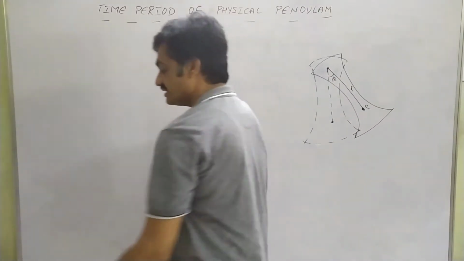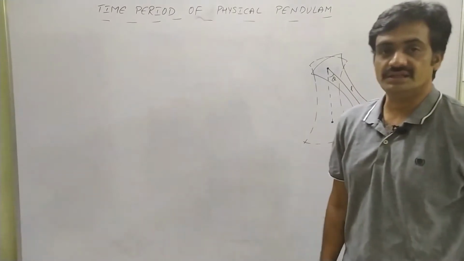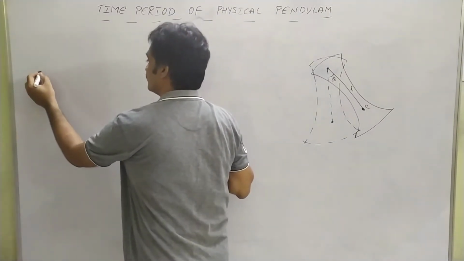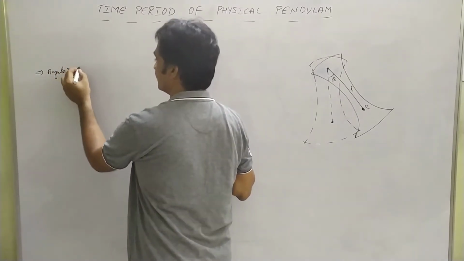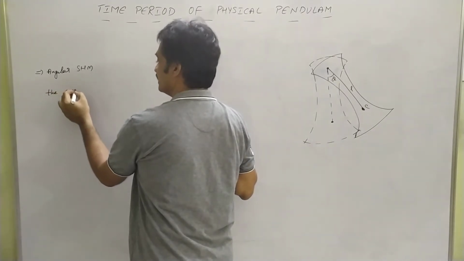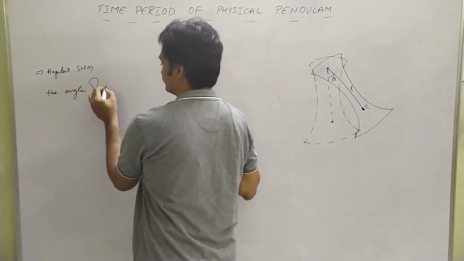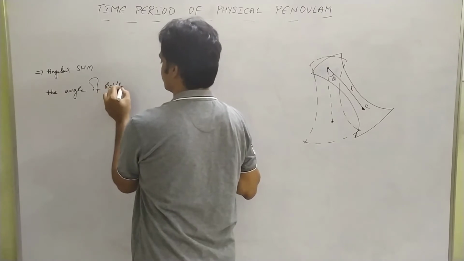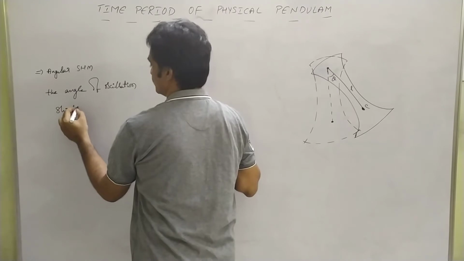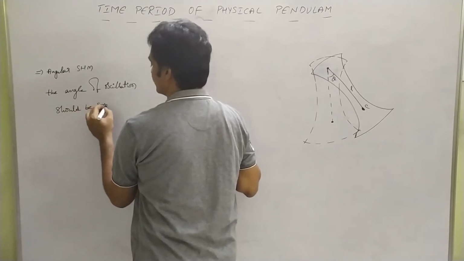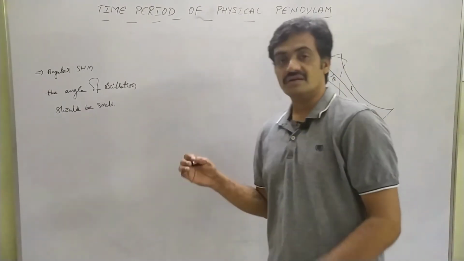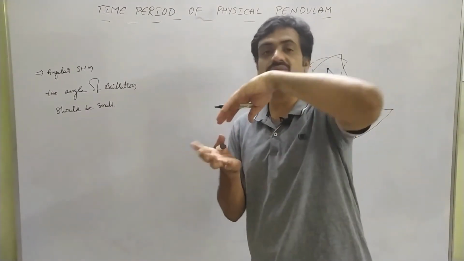While the rigid body is making angular oscillations, we have to consider some points. The first point is that in the case of angular SHM, the angle of oscillation should be small. Only then can we easily represent the time period. It means we have to represent the angular acceleration with small angles.